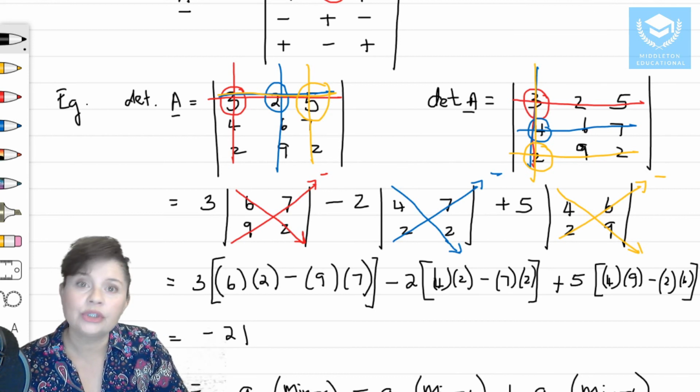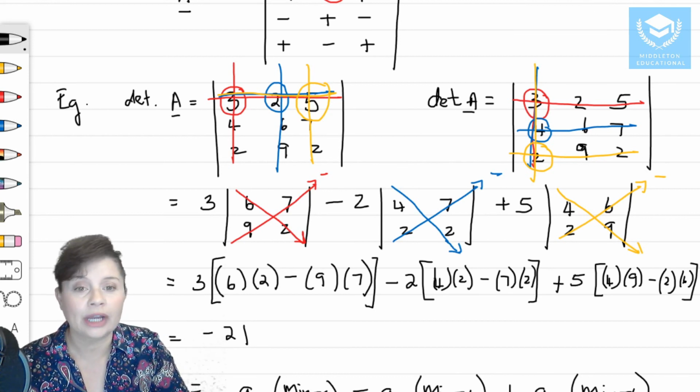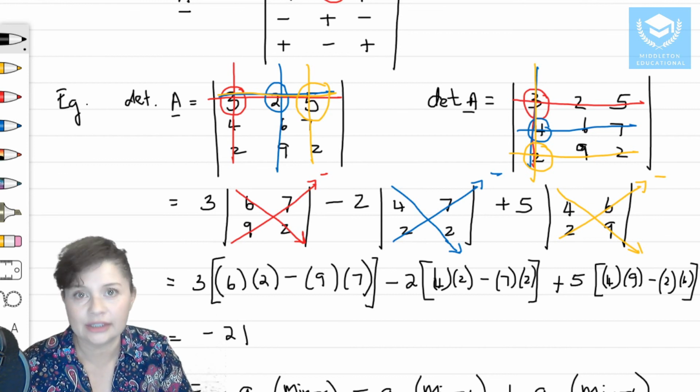So we're going to be using this in a later video in order to find the solution of simultaneous equations.